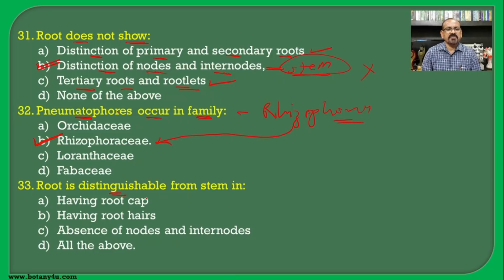Then root is distinguishable from the stem in the first one, that is, having a root cap, which is the characteristic feature of the root, which is not found in the stem. Then having root hairs, which is the characteristic feature of the root for the absorption of water and minerals. Though hairs are present on the stem, they are not root hairs, they are hairs on the stem. Then absence of node and internode, as we have seen earlier, the presence of node and internode is a characteristic feature of the stem and they are absent in the root, and hence all the above show the characteristic features of the root.